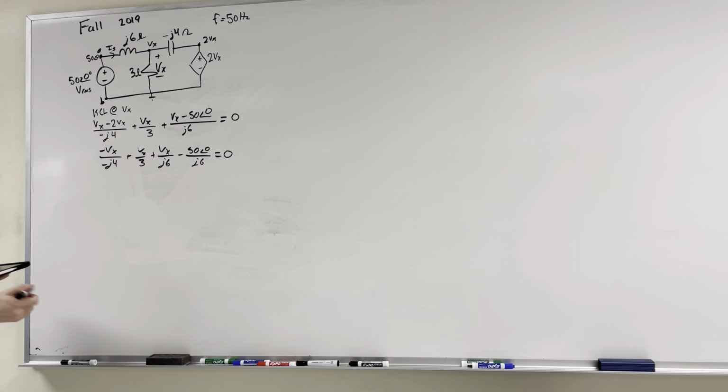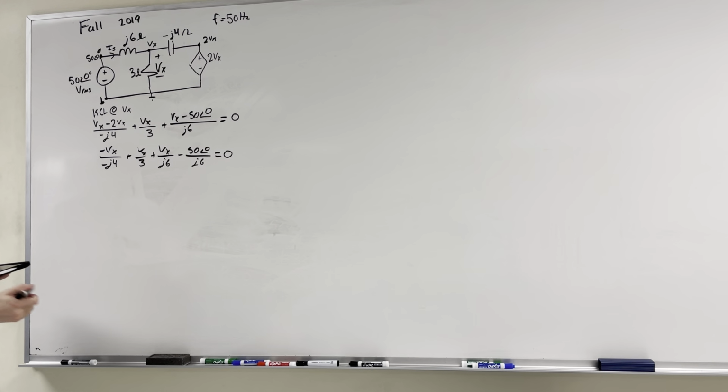And now you simply just divide this by this, and you'll get Vx is equal to 39.04 with a phase angle of 14.47 degrees volts.